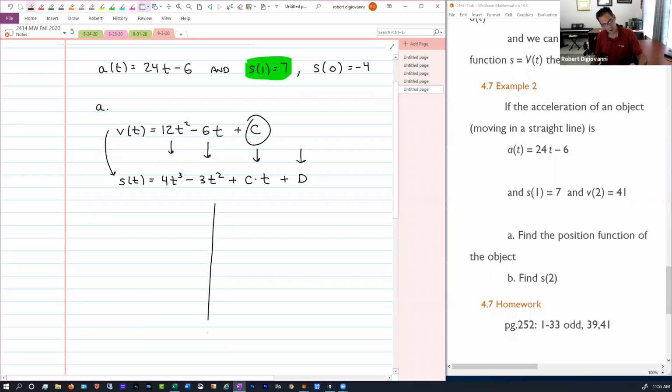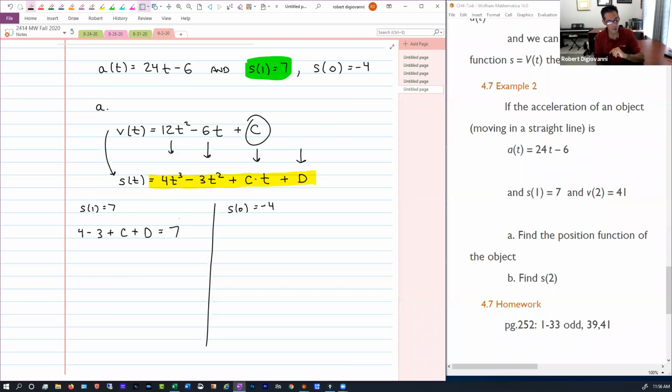However, we know that S of 1 is 7, and we also know that S of 0 is -4. So when I plug 1 into this thing, it should spit out 7. Let's do that. Let's plug 1 in. 4 minus 3 plus what? Plugging in 1. 4 minus 3 plus C plus D equals 7. Do y'all see that? Replaced all the T's with 1s, and I still have a C and a D there.